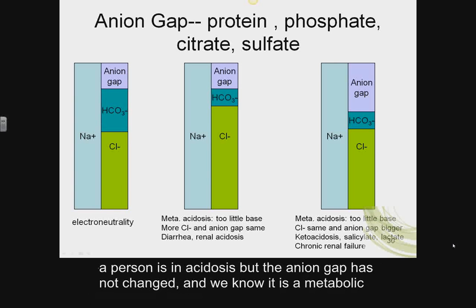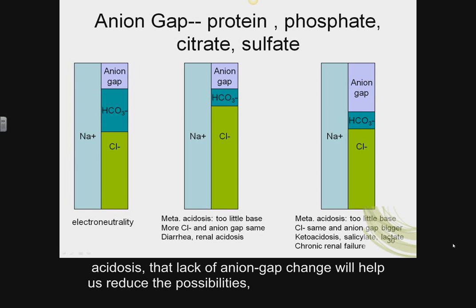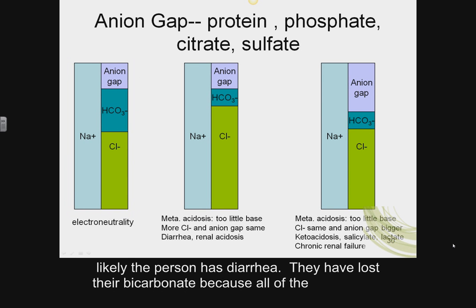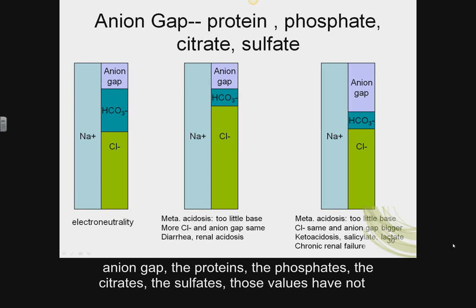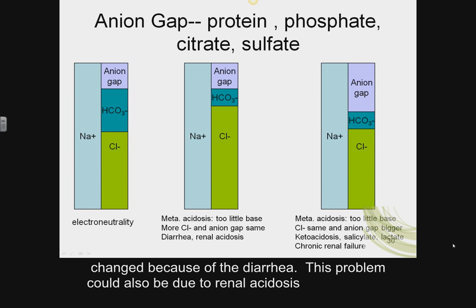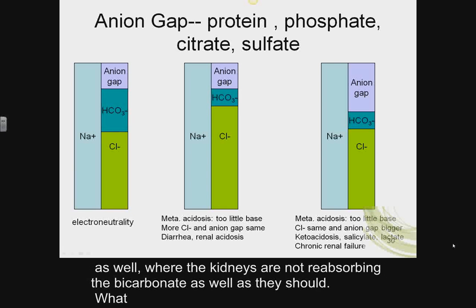When we see that a person is in acidosis, but the anion gap has not changed, and we know it is metabolic acidosis, that lack of anion gap change will help us reduce the possibilities. Likely the person has diarrhea. They have lost their bicarbonate because all the fecal material being washed out of the system is carrying away all the bicarbonate buffer. The anion gap, the proteins, the phosphates, the citrates, the sulfates, those values have not changed because of the diarrhea. This problem could also be due to renal acidosis, where the kidneys are not reabsorbing the bicarbonate as well as they should.